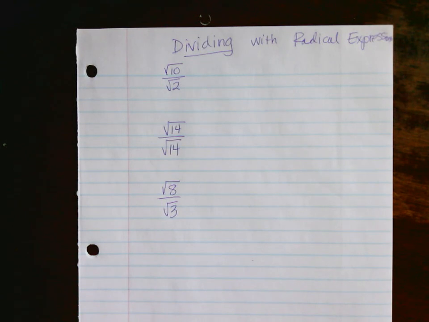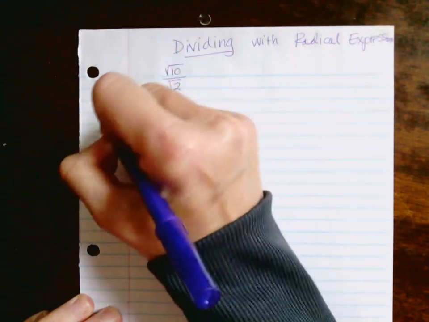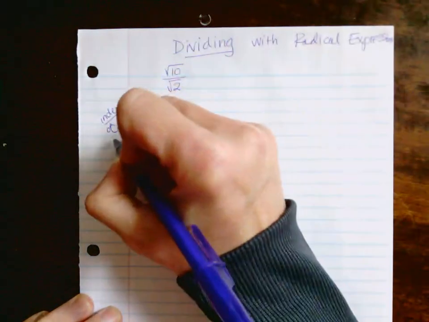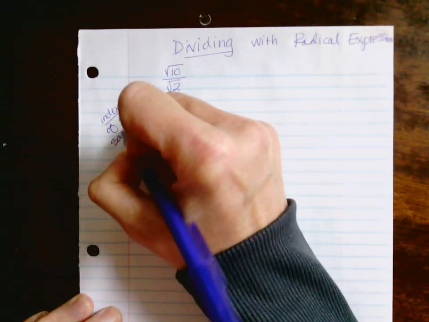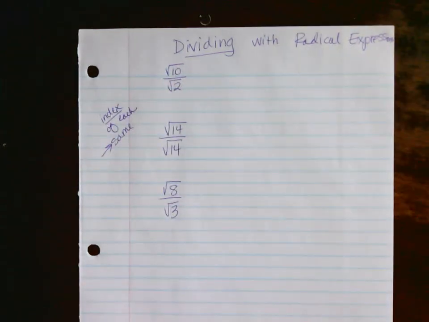This little video is going to describe how you can divide with radical expressions. Dividing with radical expressions, the index of each radical must be the same. If the indices of each radical are the same, then we can divide.